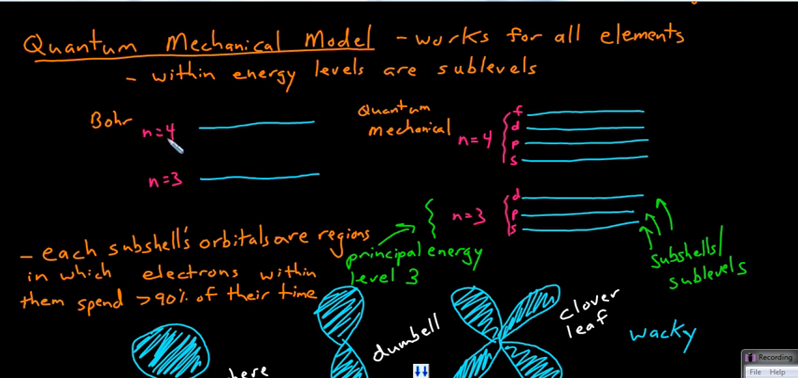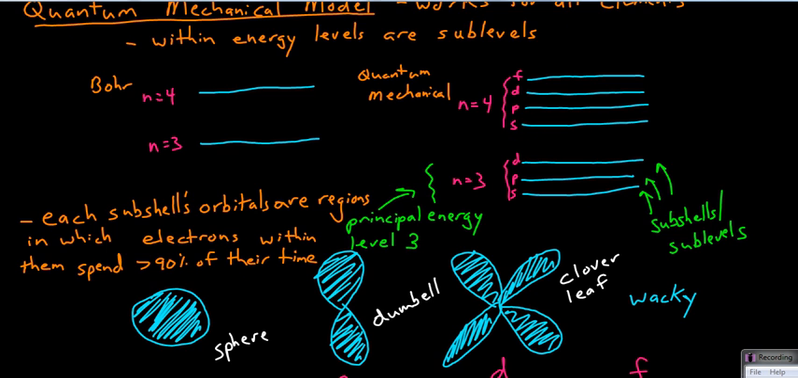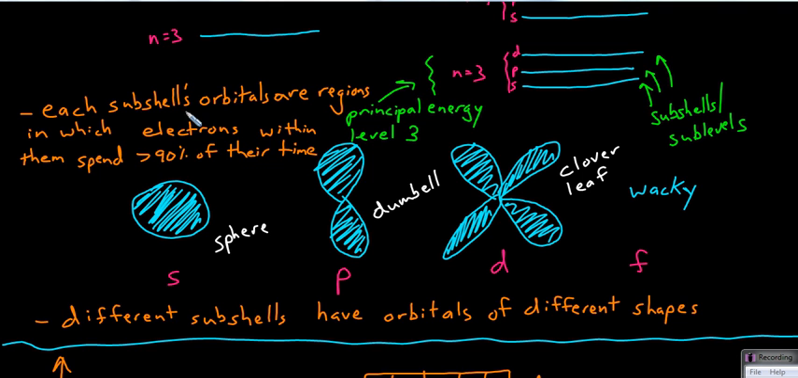And it shows that instead of there being just these general energy levels of 1, 2, 3, 4, there are sub-levels of energy, so that instead of just being n equal to 3, there are these sub-levels, 3s, 3p, 3d. Now these sub-levels will also be called sub-shells. Now these sub-shells have orbitals within them, and these orbitals, you can see them drawn here, are regions in which electrons spend greater than 90% of their time.